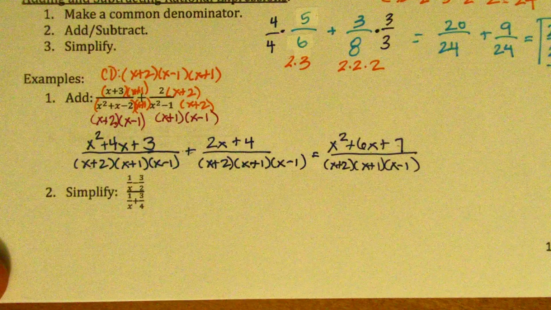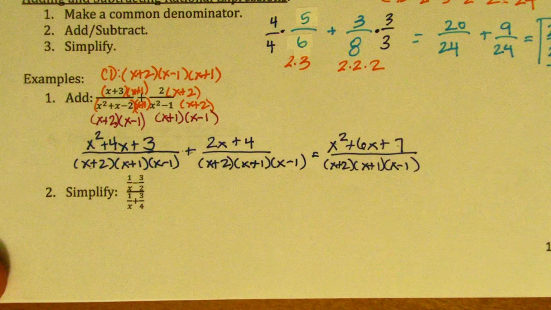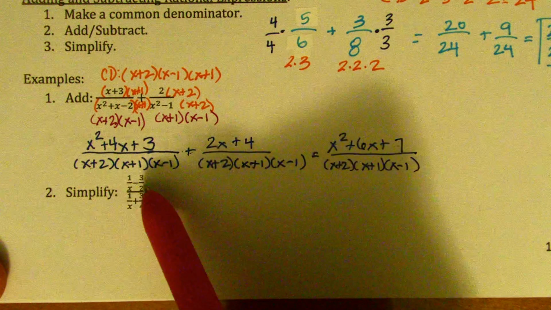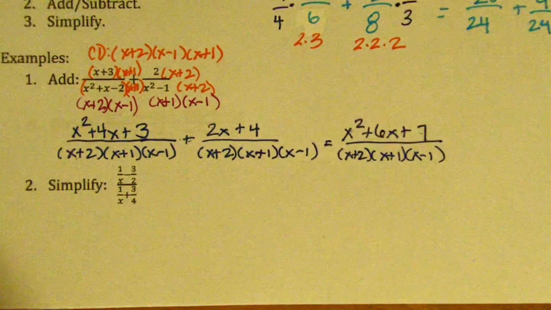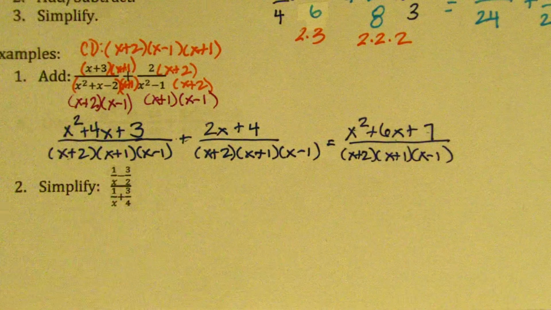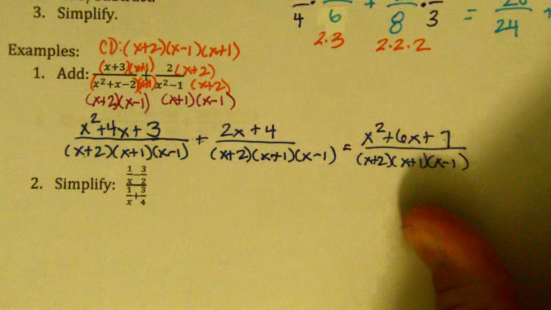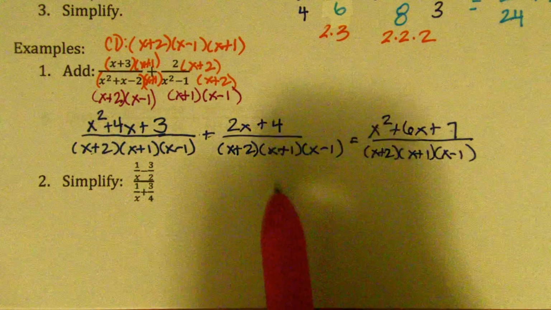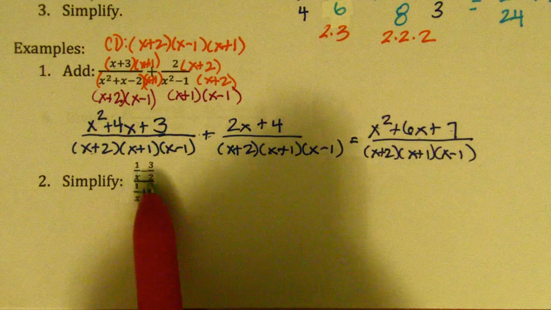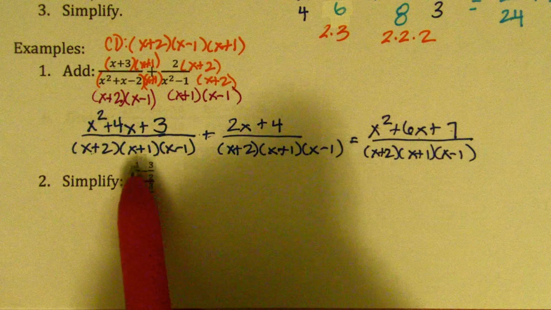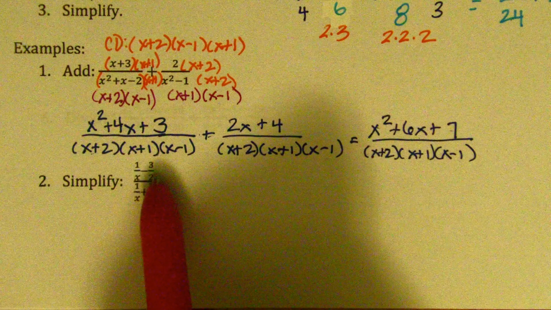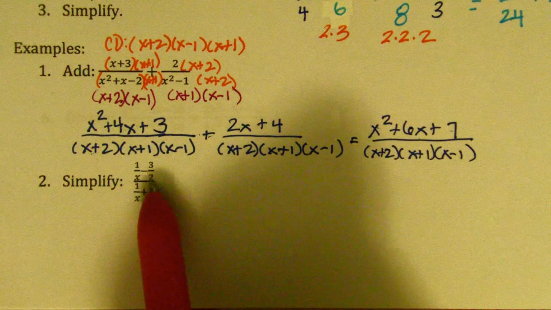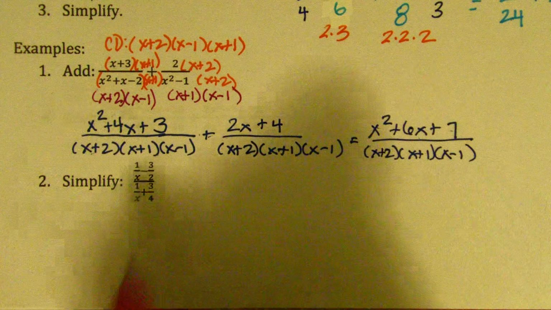The last problem on this page is called a complex fraction. And what that means is we have fractions inside of a fraction. Now these always look a little bit scary, but they're actually not that bad as long as you can identify the common denominator. Now looking at all 4 denominators here, in this fraction the denominator is x, in this fraction the denominator is 2, in this fraction the denominator is x, and in this fraction the denominator is 4.